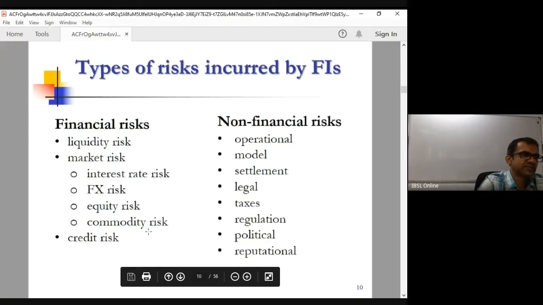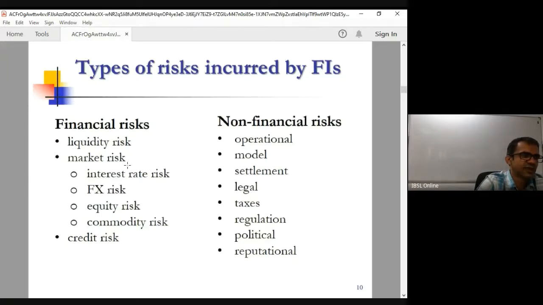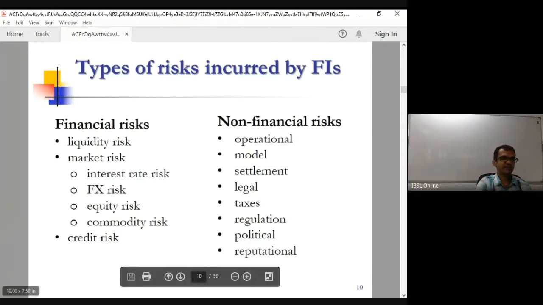The other word that we use for market risk is price risk. Market risk and price risk are the same, because interest rate we can consider as the price of money. Foreign exchange risk, again, is the price of foreign currency. Equity risk is the price of equity. Commodity price changes will give us some risk. So therefore, market risk is sometimes also known as price risk.